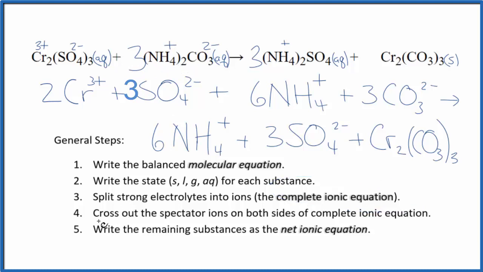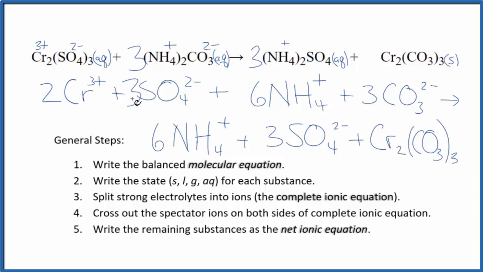Now we can cross out spectator ions. They're on both sides of the complete ionic equation. They haven't changed. We're not interested in them. So I'm looking for things here, and I can see that I made an error. I just put 1 sulfate ion, but if you look at that, there's a 3 as our subscript. So this needs to be 3 sulfate ions.